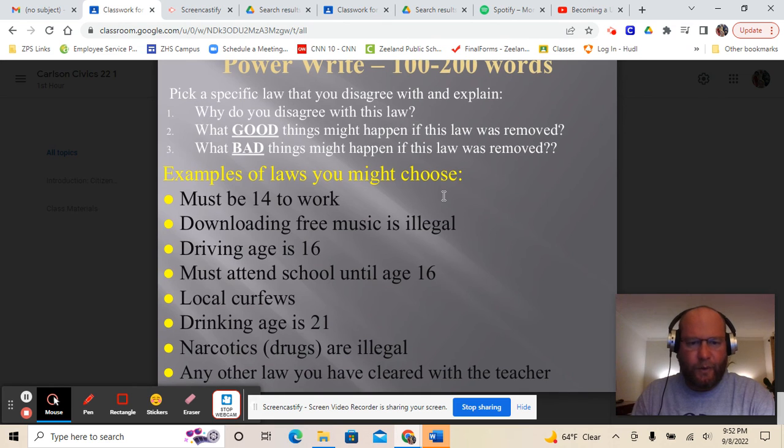The drinking age being 21 years old. Hey, it wasn't all that long ago, although well before you guys were born. For a little bit of time, the drinking age was 18 years old. In many countries, it's much less. Lots of places around the world, it's 16 years old, or they don't even have a drinking age. So maybe you think that's a law we should get rid of. Narcotics obviously are illegal. Maybe you think some shouldn't be illegal and some should be legal, or any other law that you think is school appropriate to be writing about.